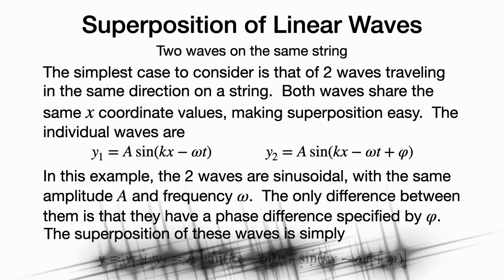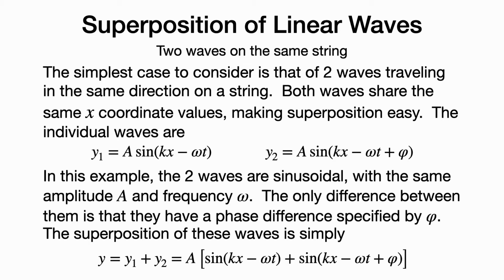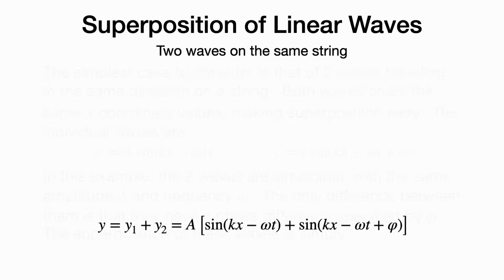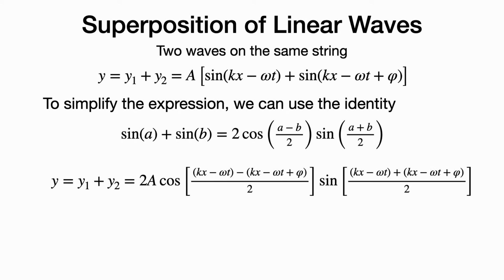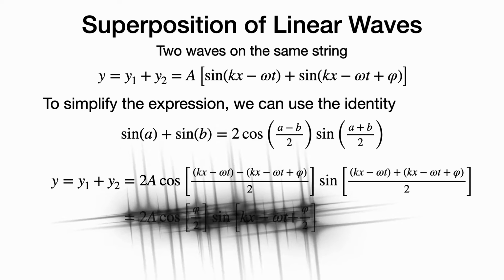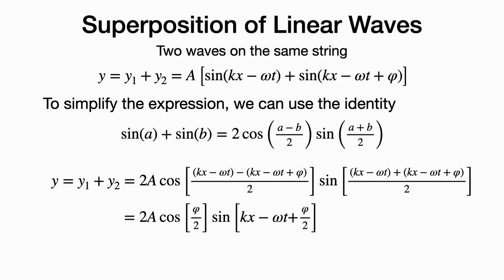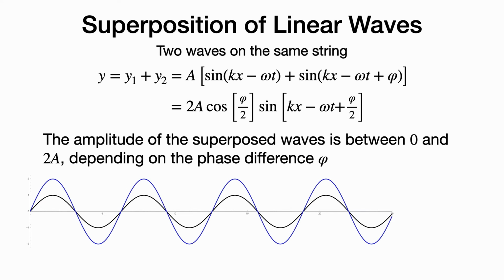The superposition of these waves is obtained simply by summing y1 and y2. To simplify the expression, we can use the trigonometric identity given below, and with a few simplifications, we find that the superposition is given by 2a cosine of phi over 2 times the sine of kx minus omega t plus phi over 2. Let's consider what the superposition looks like at t equals 0. The amplitude of the superposed wave profile is 2a cosine of phi over 2. This amplitude varies between 0 and 2a, depending on the phase difference phi.